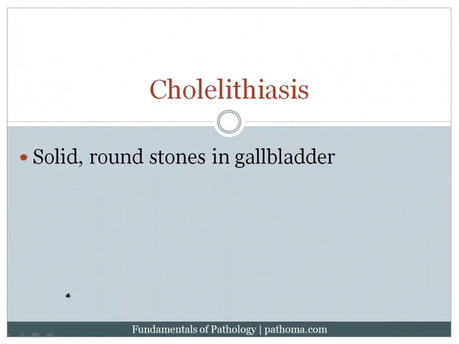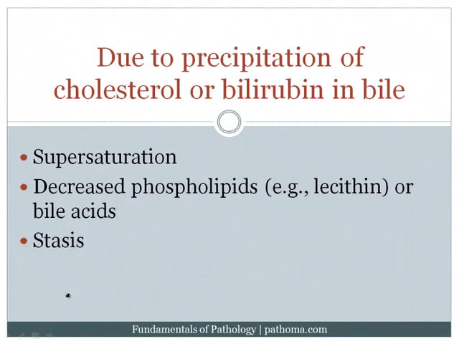Cholelithiasis refers to gallbladder stones, and it's basically due to precipitation of cholesterol or bilirubin in the bile. Now, the idea here is that you get either a high concentration of cholesterol or a high concentration of bilirubin in the bile. Remember, both cholesterol and bilirubin are components of bile, and this high concentration results in a precipitation of either of these two components. So the two types of stones actually are cholesterol stones and bilirubin stones.